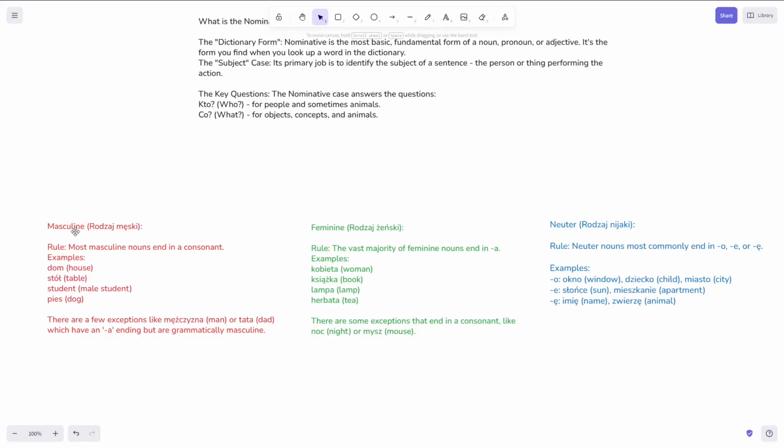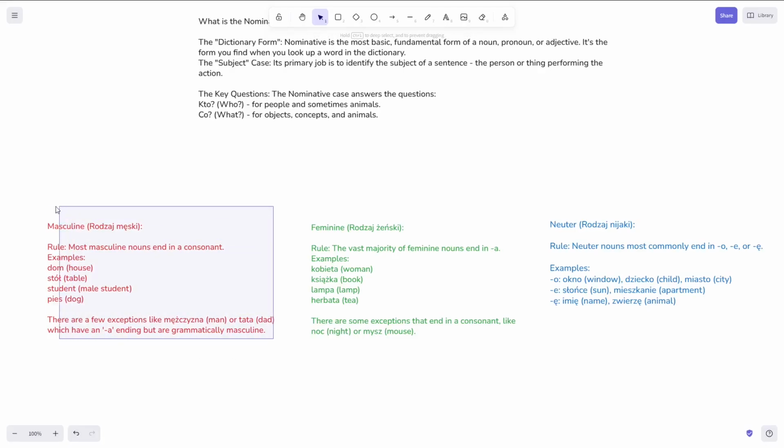Yep. So, most masculine nouns end in a consonant in Polish. So for example, dom, stół, student, pies, okay? House, table, a male student, or a dog, okay? They all have consonants at the end. It is a pretty straightforward rule. However, there are of course a few exceptions. For example, mężczyzna or tata, man or dad, have an A ending but are grammatically masculine.